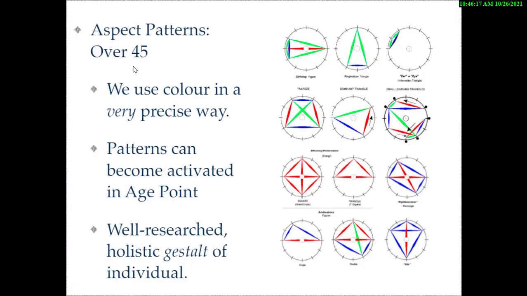I think lastly, we're getting there. This is the aspect patterns, the center of that chart that I mentioned. There's over 45 of them with lots of wild and crazy names. Like I mentioned, we use color in a very precise way, and the patterns can become activated in the age point that I'll show you. So that's why I'm mentioning this as well. These patterns are really well researched, holistic gestalt, complete understandings, if you will, of various components of the psyche, and absolutely worth checking into if you're motivated into Huber astrology.